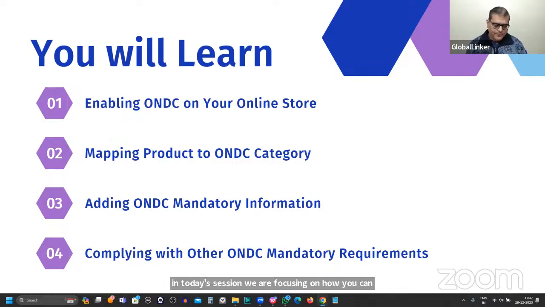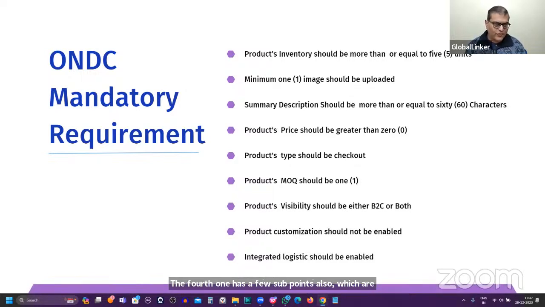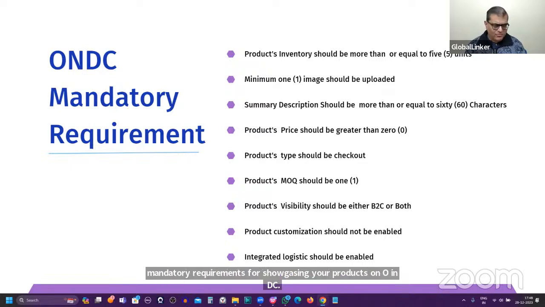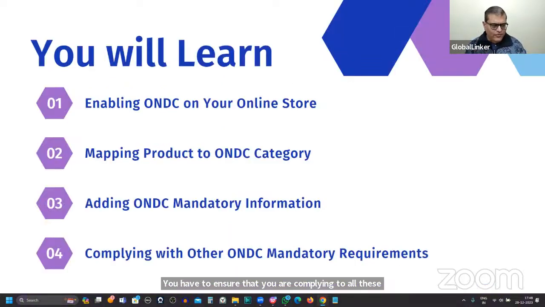All right. So on the screen, you are seeing 4 steps. These are 4 broader steps that you have to do. The fourth one has a few sub points also, which you have to ensure. These are the mandatory requirements for showcasing your products on ONDC. You have to ensure that you are complying with all these mandatory requirements. We'll go through each one of them, but let's understand the first one, which is enabling ONDC on your online store.